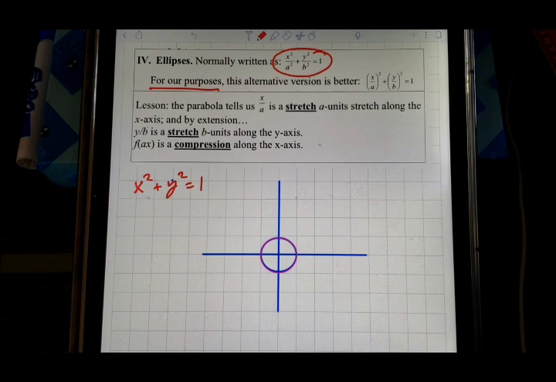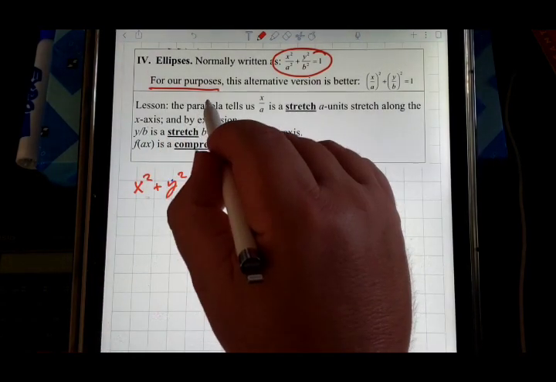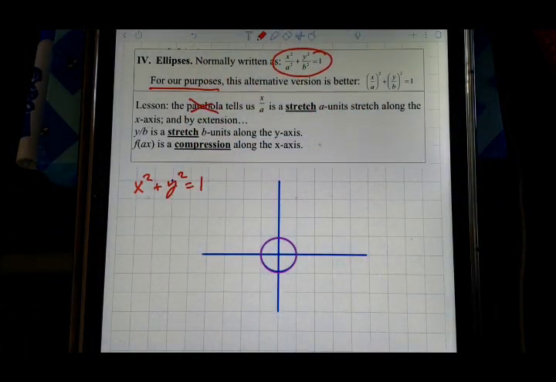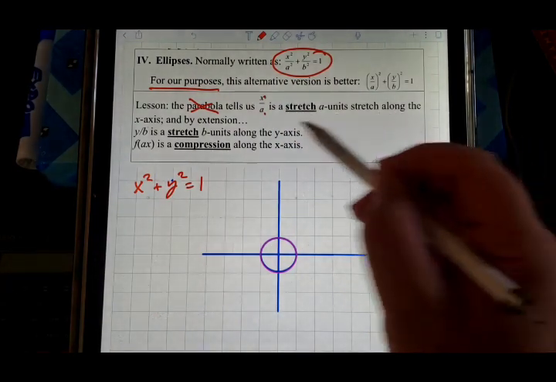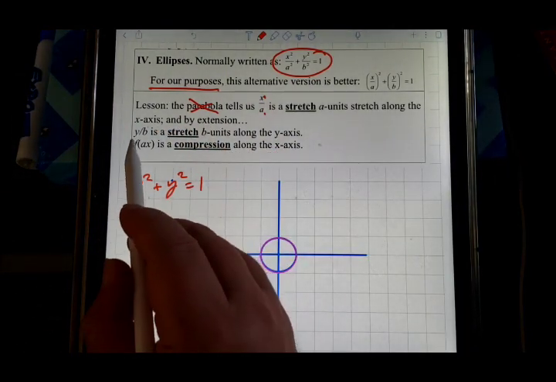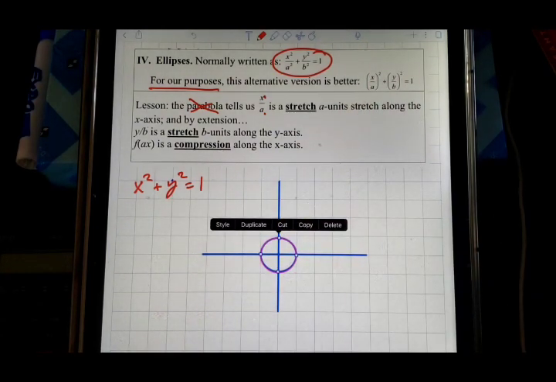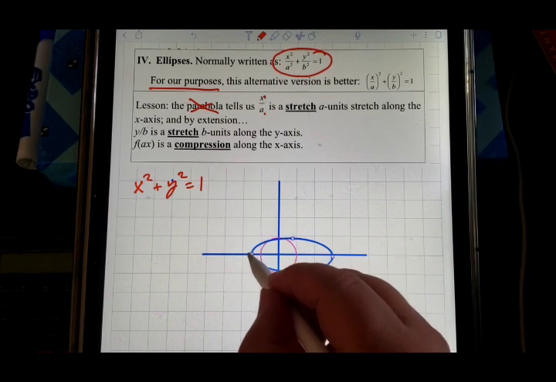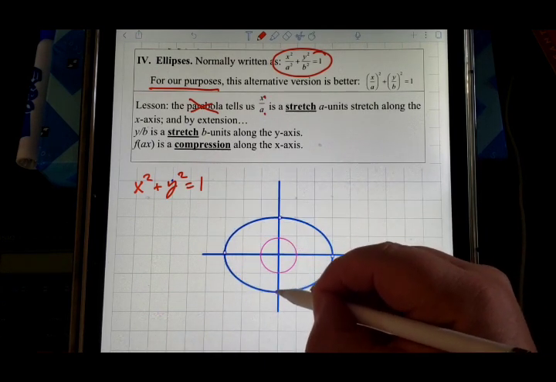All right. So what's the lesson? The lesson is the ellipse. So that's a typo. The ellipse tells us that x over a is a stretch a units along the x-axis. Y over b is a stretch b units along the y-axis. So this idea of stretching a graph, let me do that. I'll tug this graph 3 along the x-axis and 2 along the y-axis.